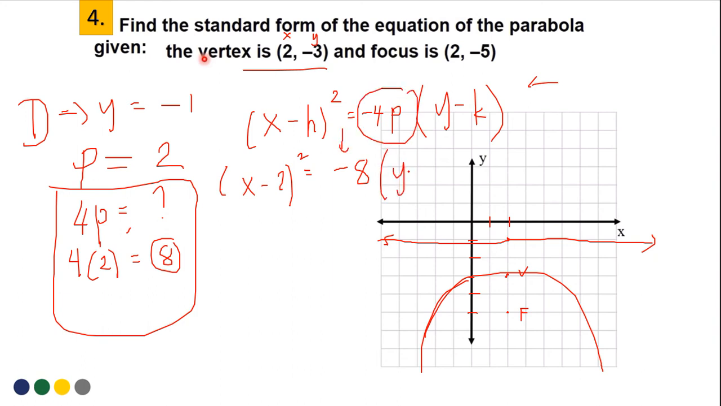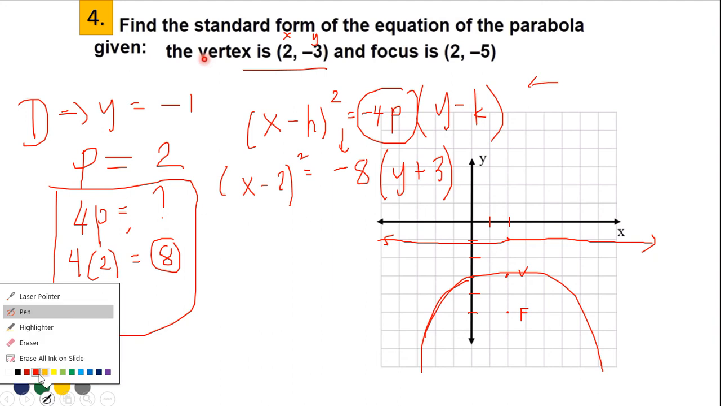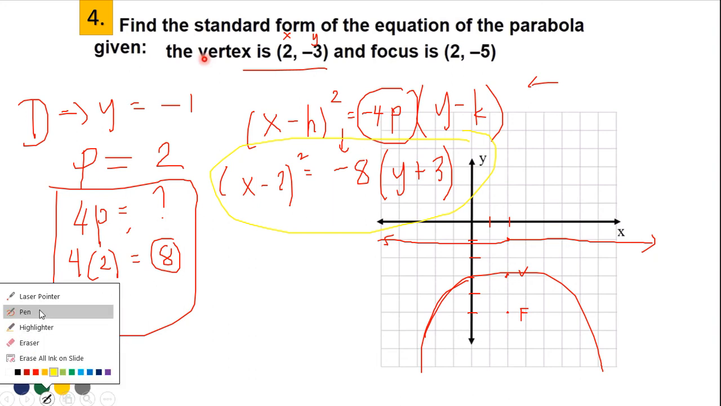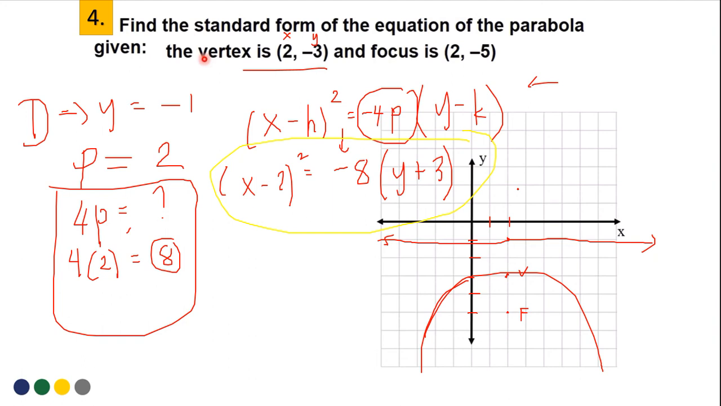Next, y. What is the value of k? Sir, positive 3 po. Very good. It's positive 3 because we have negative 3 from our y or k. So, this is the final answer. Do you have any questions? May tanong po ba?